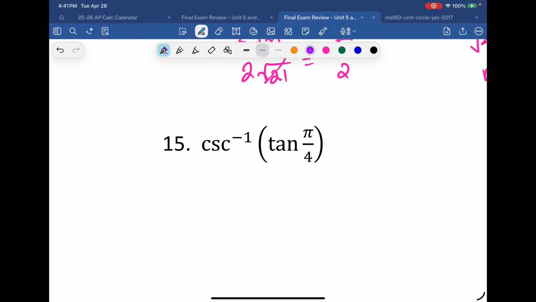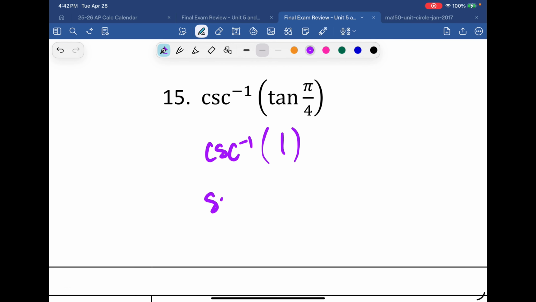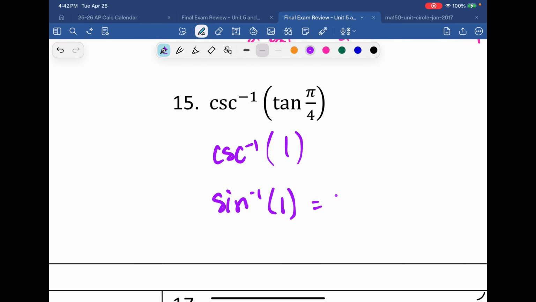Okay. Tangent of pi/4 is 1. So inverse cosecant is sine. So where sine is 1 is pi/2. Which means this is pi/2.